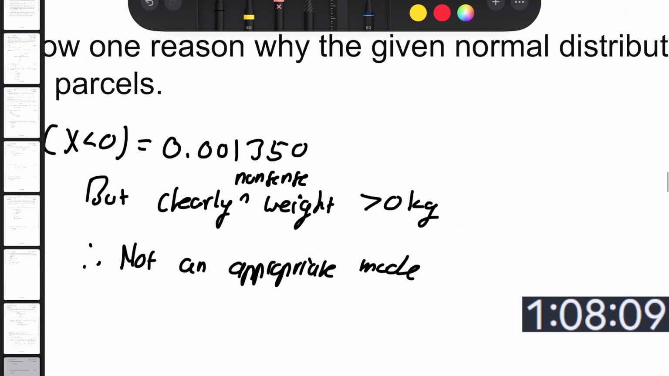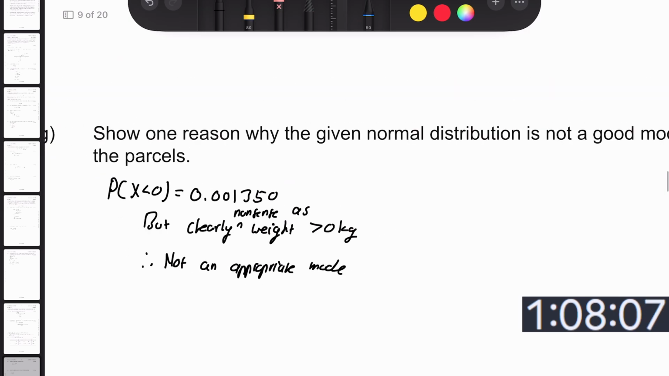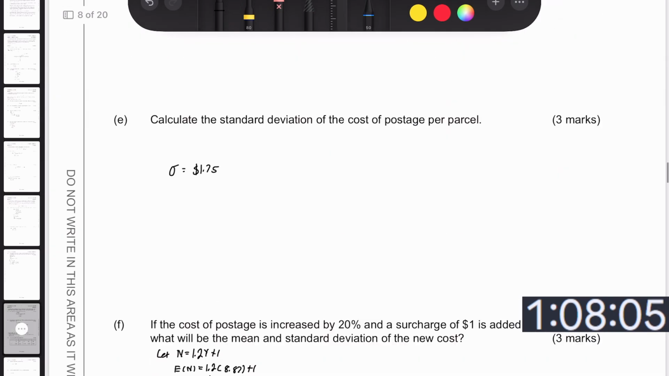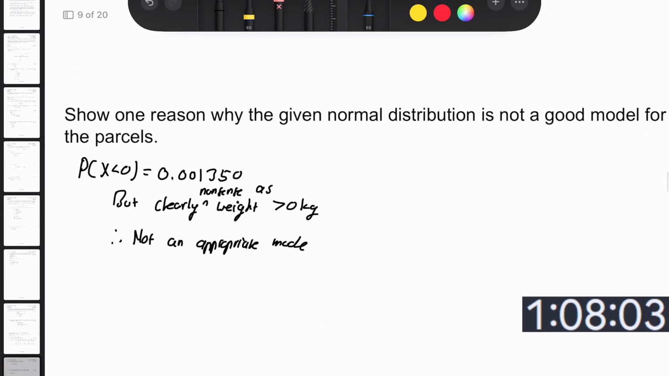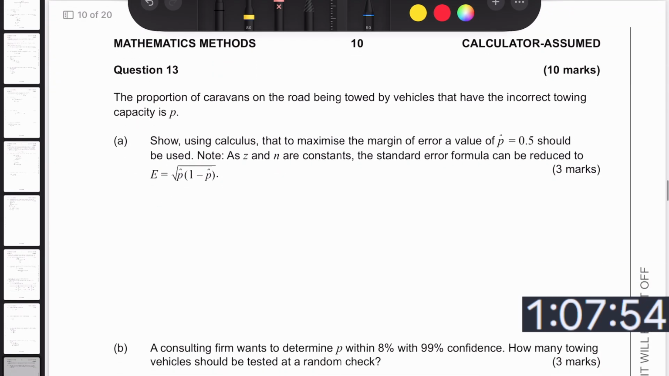Nonsense as weight. Obviously the weight of the parcels has to be greater than 0, but using this normal distribution, there is a chance that the weight is going to be less than 0. So not an appropriate model.